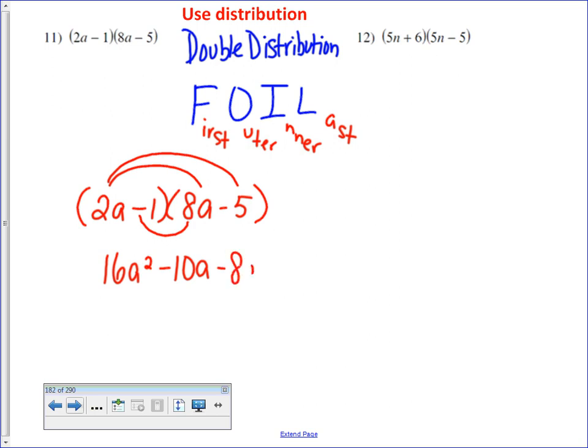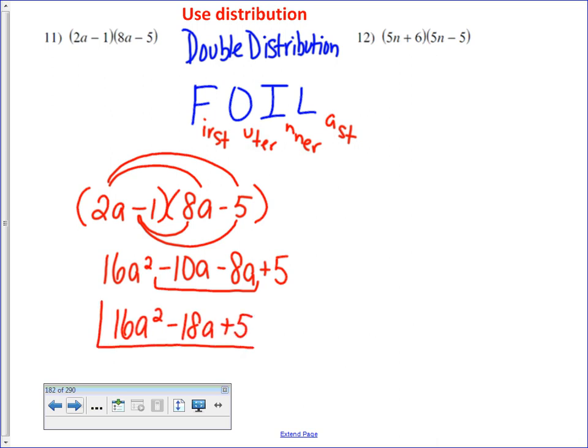I get negative 8a. And then the last term of the binomial multiplied by the last term of the second binomial. Negative 1 times a negative 5 is a positive 5. And that's using double distribution. So now again, you have to eyeball, combine your like terms. Negative 10a can be combined with the negative 8a. And I'm left with 16a squared minus 18a plus 5. Again, make sure you're in standard form, and I am.